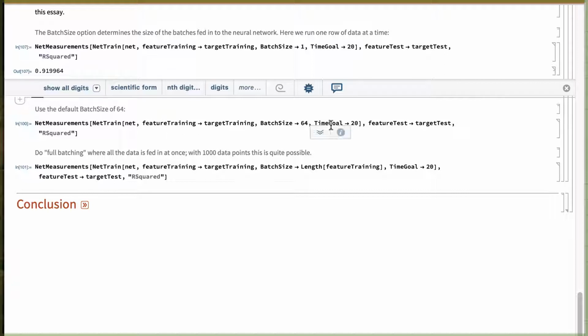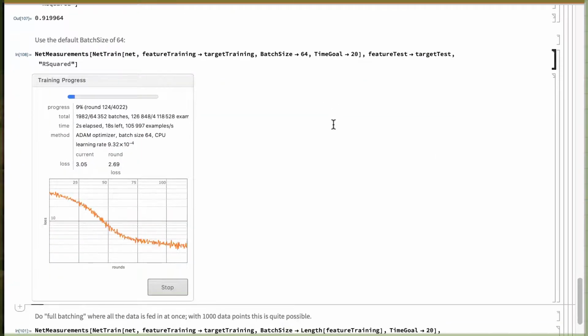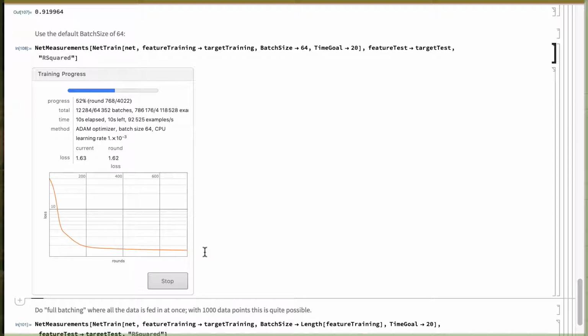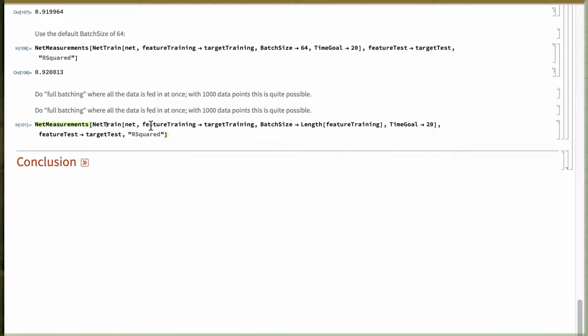All right, let's go to the mini batch size 64. Go mini batch. And look at that diving loss rate. It's smoothed out because with mini batching, if you have some outlying data, it tends to be balanced off by other data. So keep chugging away. And let's see what we get, trying to beat 0.92. Well, not by much.